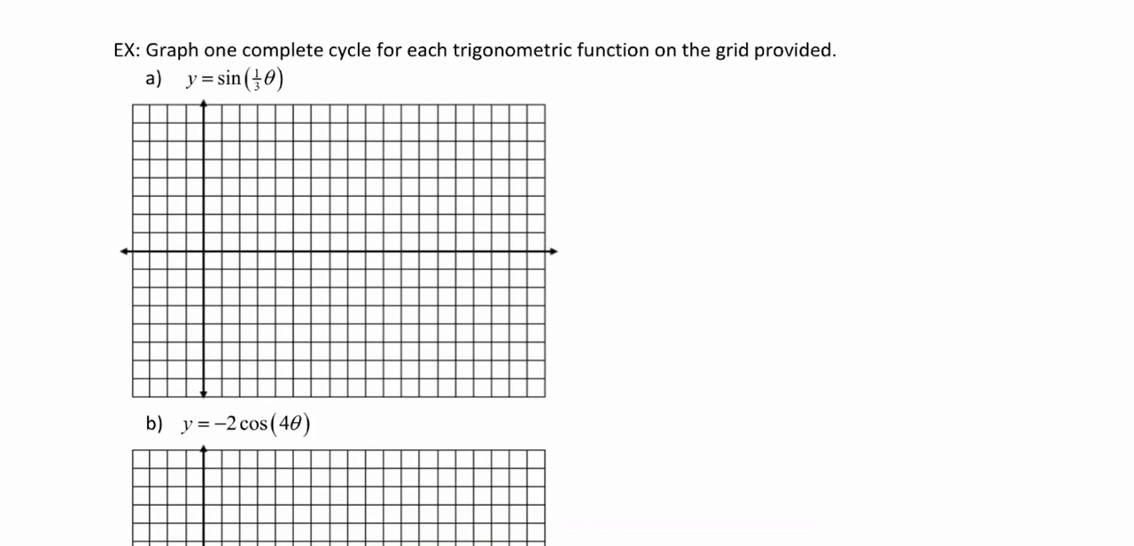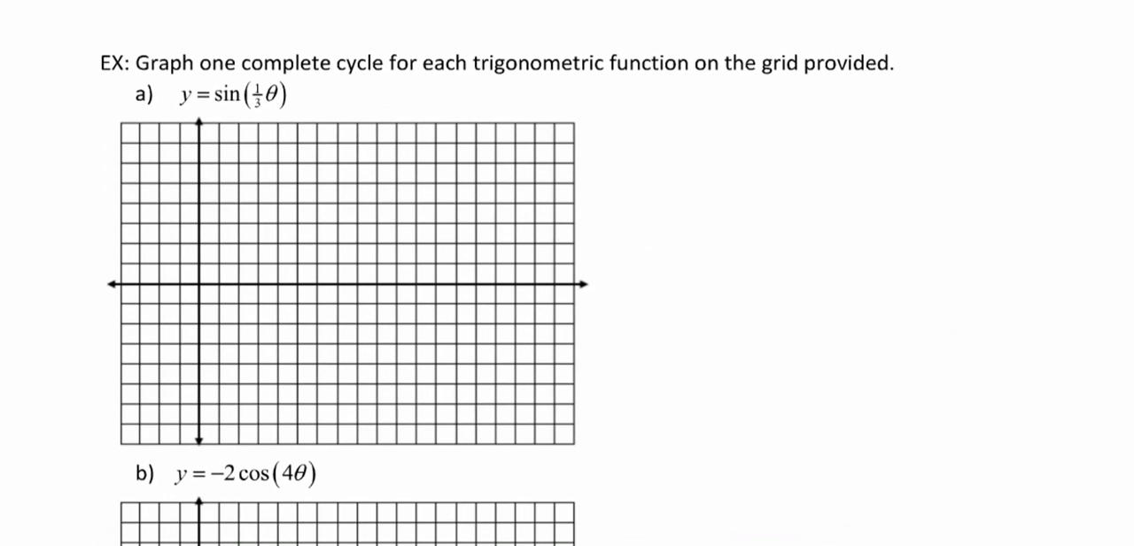So let's jump into this. This one says, graph one complete cycle for each trigonometric function on the grid provided. What I'm going to do to begin with is graph out just the base function, y equals sine theta. That's a good starting place, and then we can see what effects this is having on our graph.